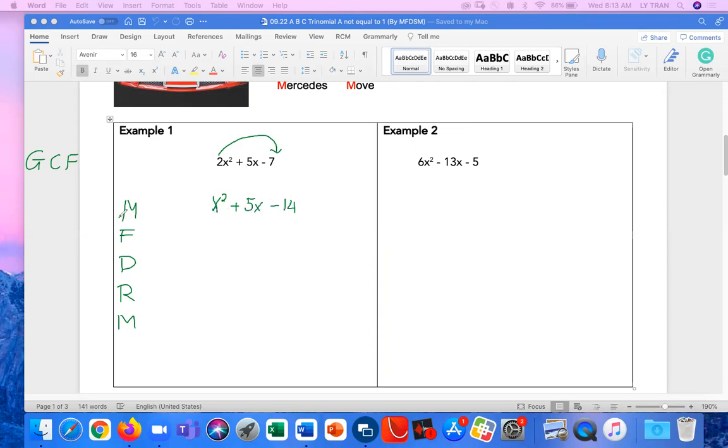So now the next thing we're going to do is factor. Very, very normal. We're going to factor like we normally do. So factors of 14: that's 1 and 14, 2 and 7. Right now, our C is negative, that's telling us that we're going to subtract. So which option here, subtracted, gives us 5? That's going to be 2 and 7.